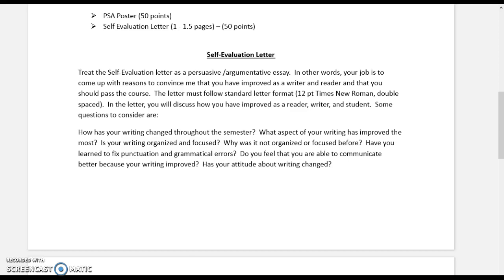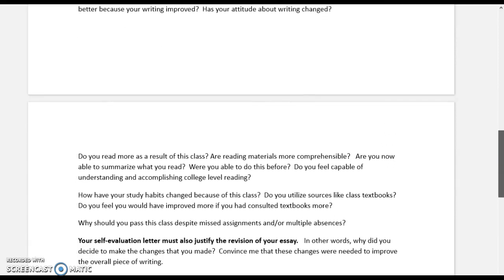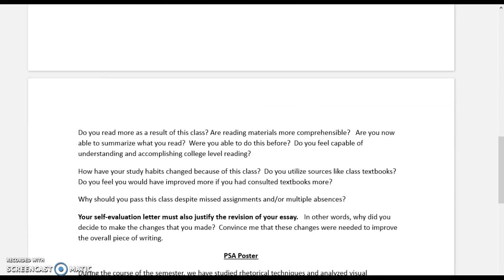So the evaluation letter is basically a letter where you discuss how you've improved as a writer, how you've changed throughout the semester in terms of your writing and your reading, and I list some questions that you might want to consider when you write this letter. You do not have to answer all of these questions, but these questions are just there to help you think about it. And also, your self-evaluation letter should discuss your revisions of the essay.